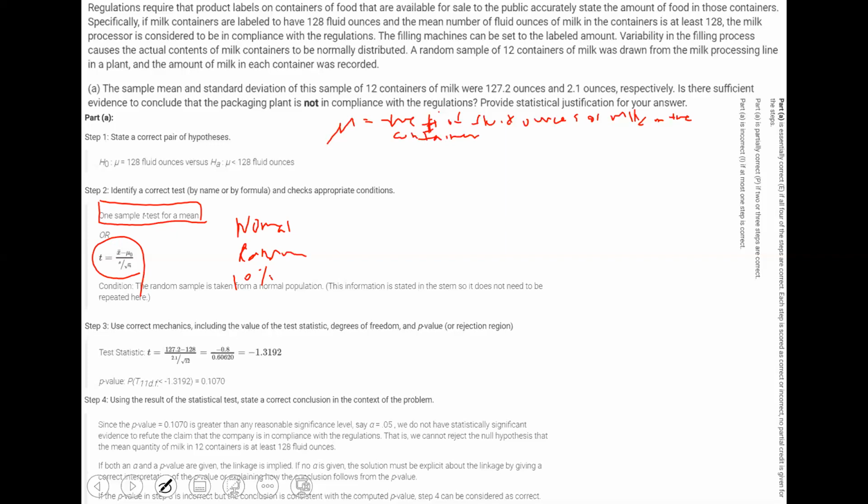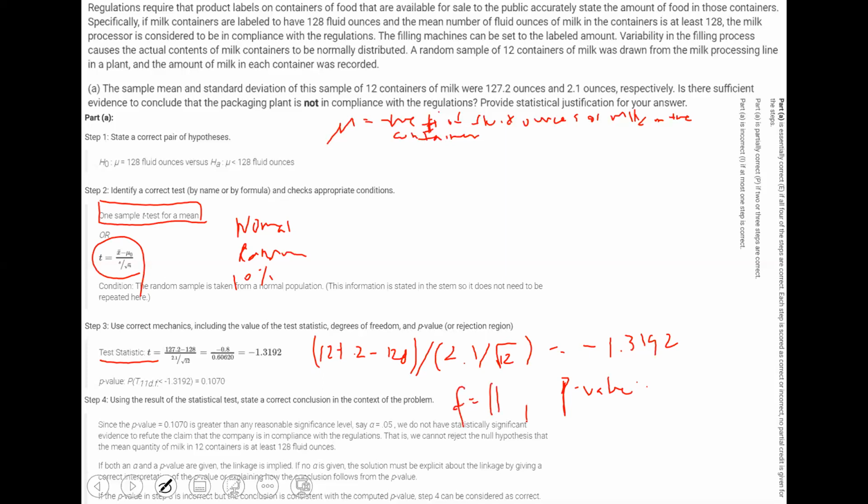Use correct mechanics, if you know how to write the formula, right? So x bar is 127.2 minus 128. If you're writing this on a computer, you will write it like this: 2.1 divided by the square root of your sample size, which is 12. So then you get negative 1.3192. And then the p-value, you can just type all of this in the calculator, but please give your degrees of freedom, which is 11. The p-value will be 0.1070. Okay.